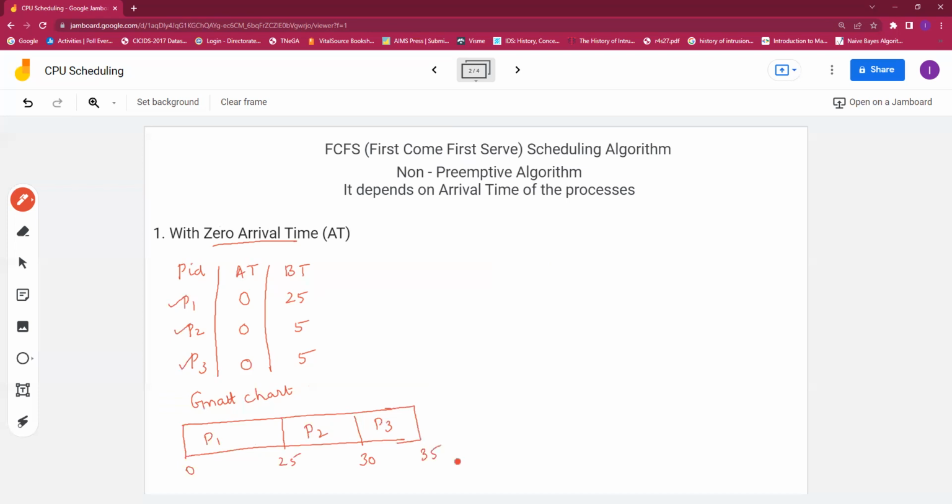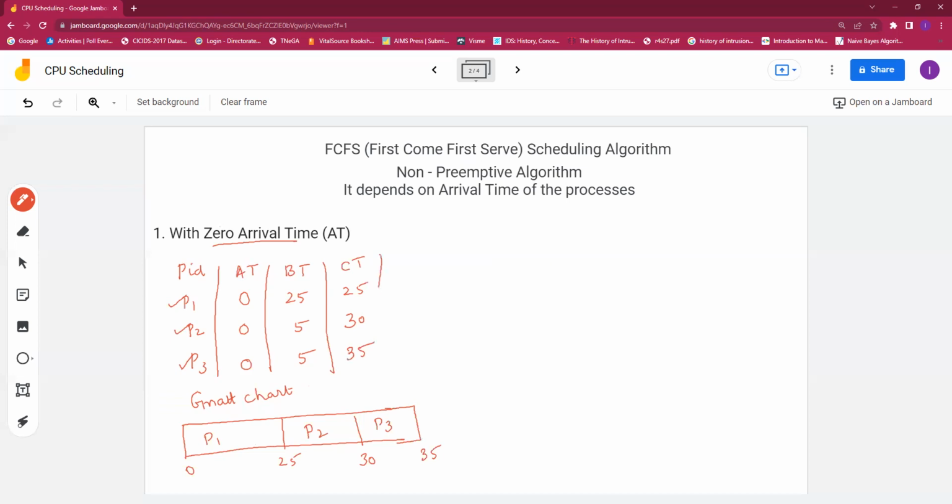Once the Gantt chart is done, the next thing you have to do is find out the completion time, CT. This completion time you can take from the Gantt chart itself. Here you see when your process P1 got completed: at the 25th millisecond. Just note that, 25. P2 got over at the 30th millisecond, so 30. And P3 got over at the 35th millisecond, so 35. These are your completion times.